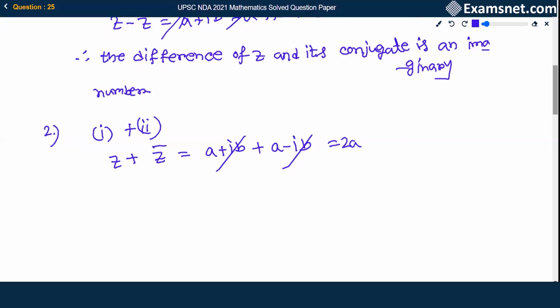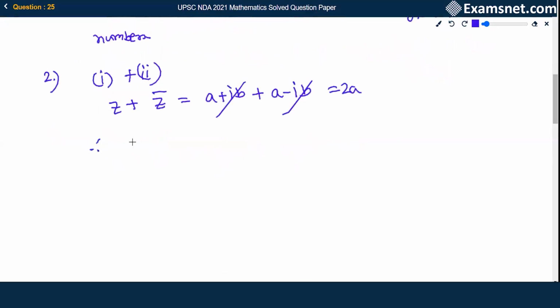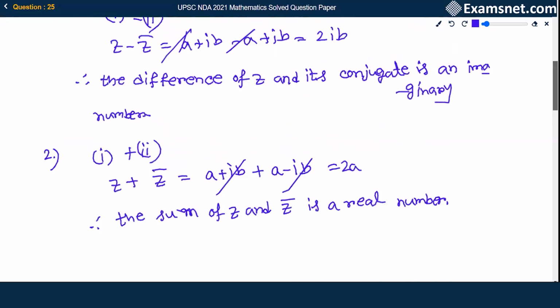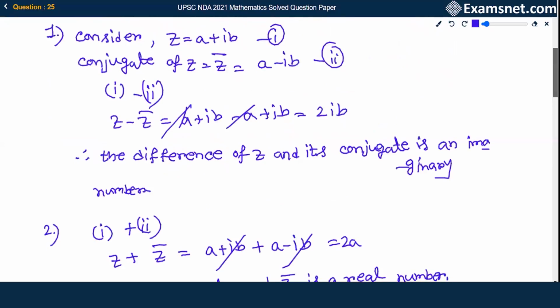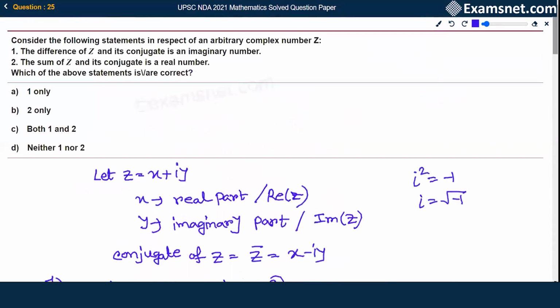So it is clear that the sum of z and its conjugate, means z bar, is a real number. Okay, so statement 2 is correct and statement 1 is also correct. So both the statements are correct. So here option C is the correct answer.